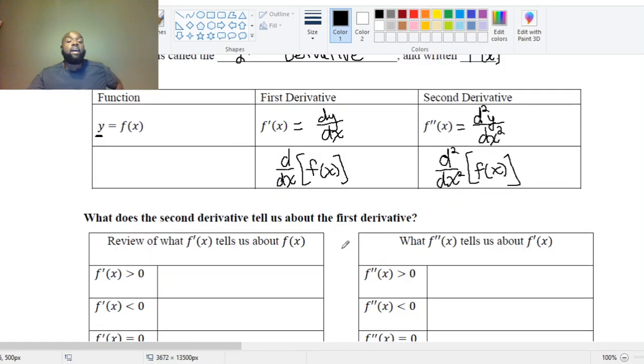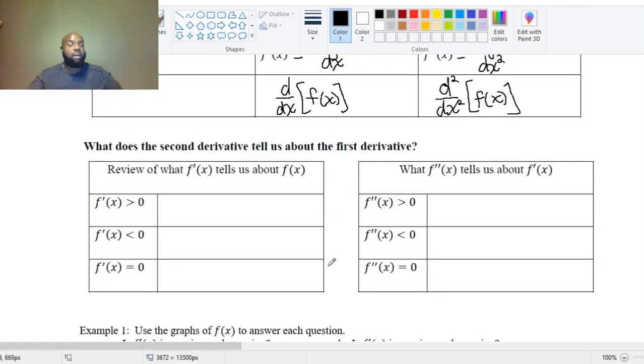All right. What does the second derivative tell us about the first derivative? We want to be able to know the relationship between the second derivative, the first derivative, and the function. And we want to know all the interconnected relationships. Well, since the second derivative is the derivative of the first derivative, it's basically going to tell us the same thing that the first derivative told us about the function.